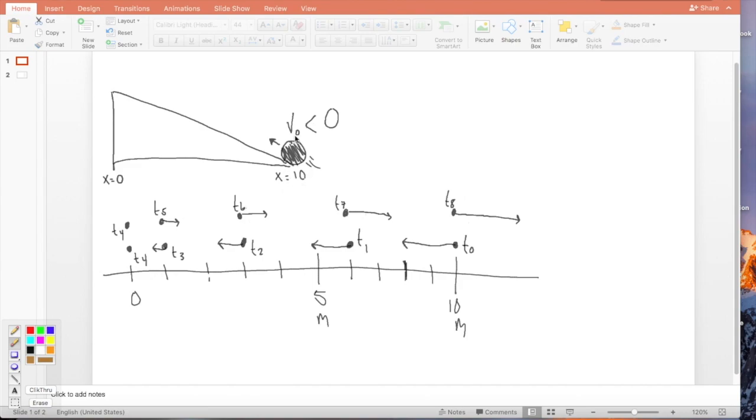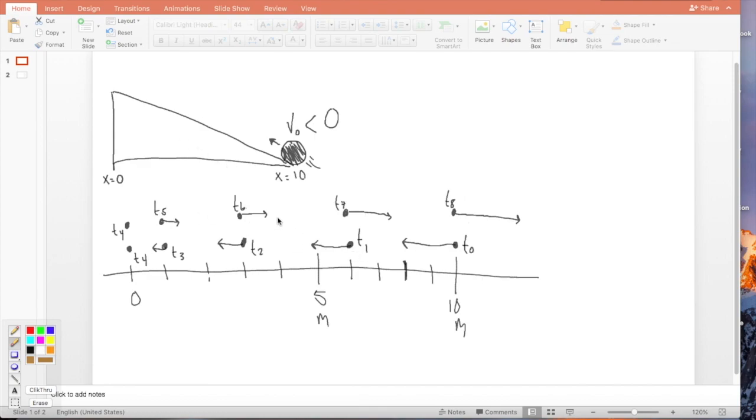And you give it that initial velocity. So we say that its initial velocity, or its v0, is less than 0. There's some velocity that it has to start with because you've got to push it up the ramp. Why is it less than 0? Because it's negative. It's going back to the left.